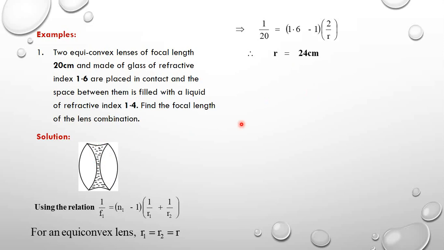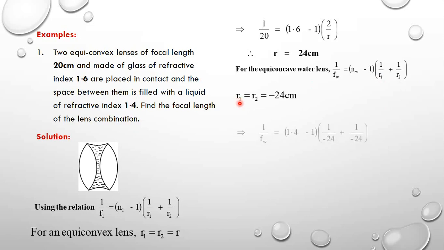And therefore we shall be in a position to get F using the formula 1 over Fw is equal to (Nw minus 1) into brackets 1 over R1 plus 1 over R2. But remember, Nw is 1.4, and R1, which is equal to R2, is equal to negative 24. Substituting that, we shall have Fw as negative 30 centimeters. So that's going to be the focal length of the biconcave lens, or the liquid lens.